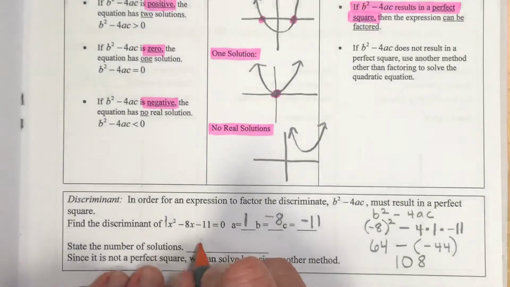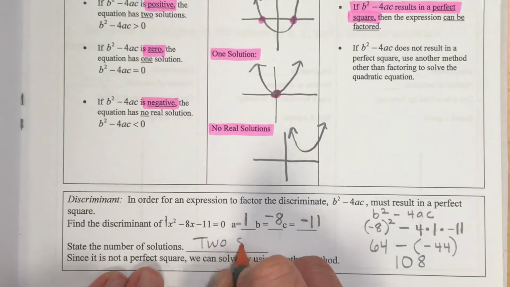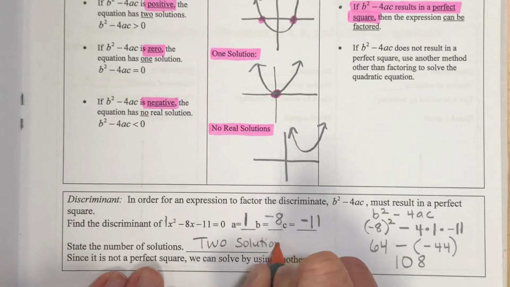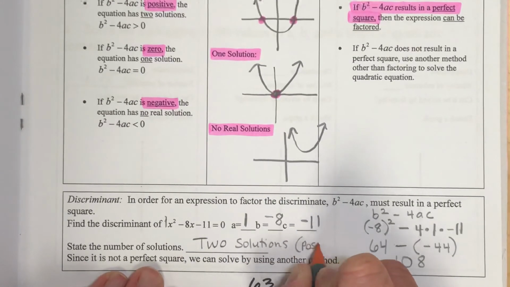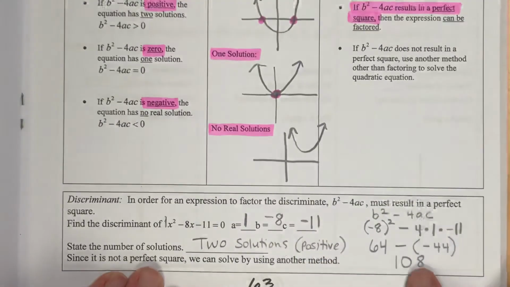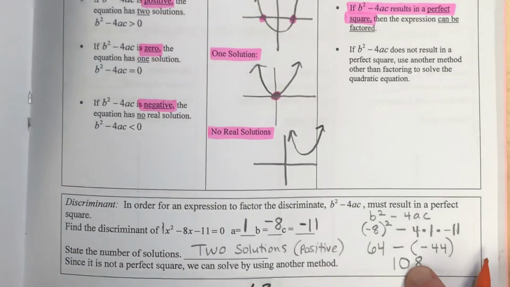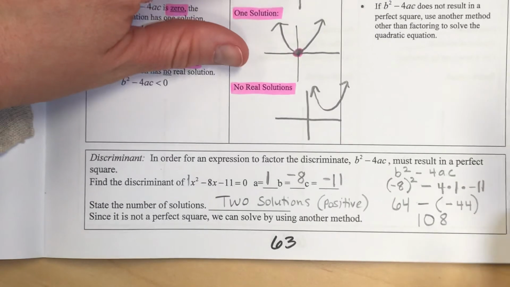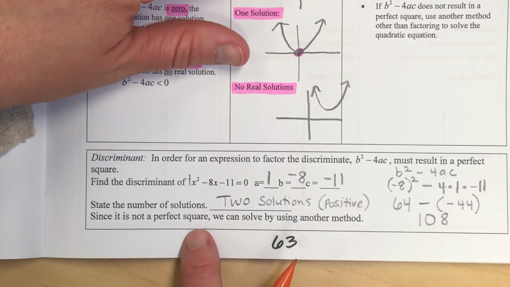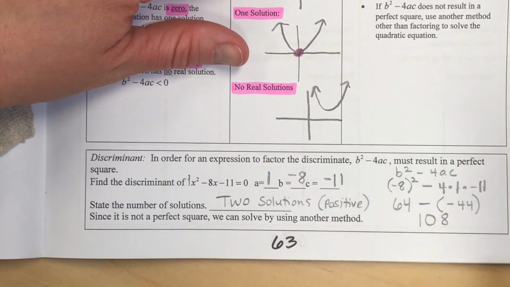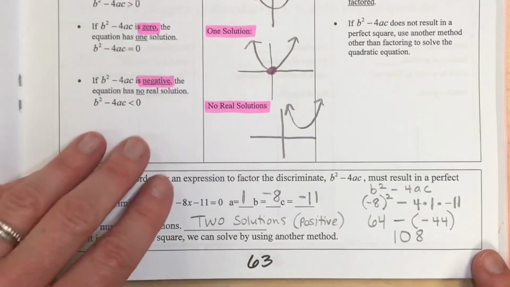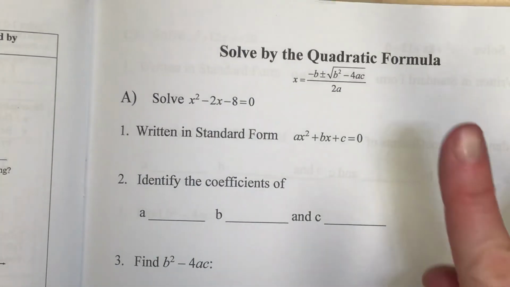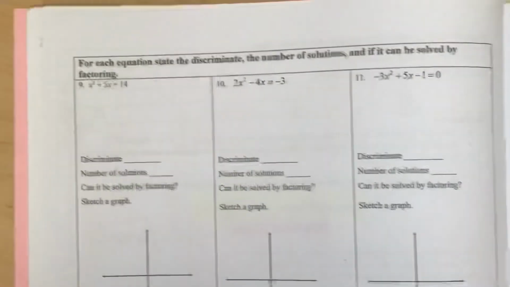So state my number of solutions. My number of solutions would be 2 solutions because it's positive. But 108 is not a perfect square, and so I would not use factoring. So since it is not a perfect square, we can solve by another method, and I'm going to show you on the next video some examples of actually finding the discriminant, and then in the videos after that, we're going to start doing the entire quadratic formula. So stay tuned.